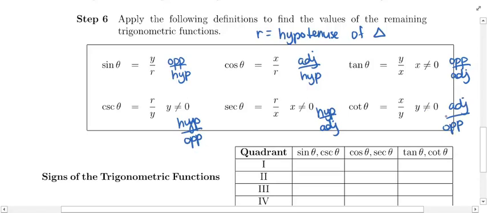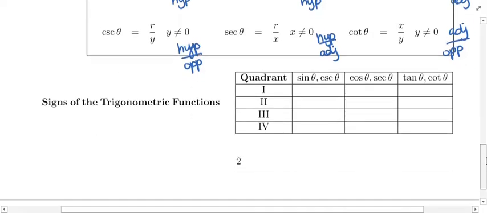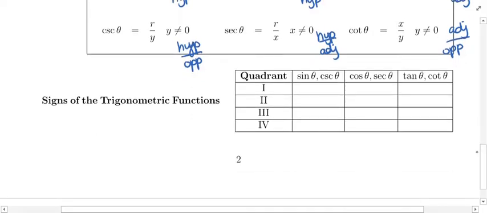Basically you end up drawing a triangle in the appropriate quadrant to reflect the given trigonometric property. You use the Pythagorean theorem to find the remaining side, and then you apply your right triangle definitions. The last thing I want to review before we do a couple of examples is the signs of the trigonometric functions.